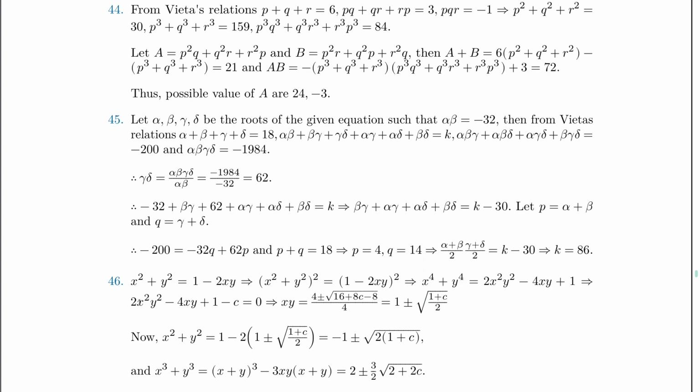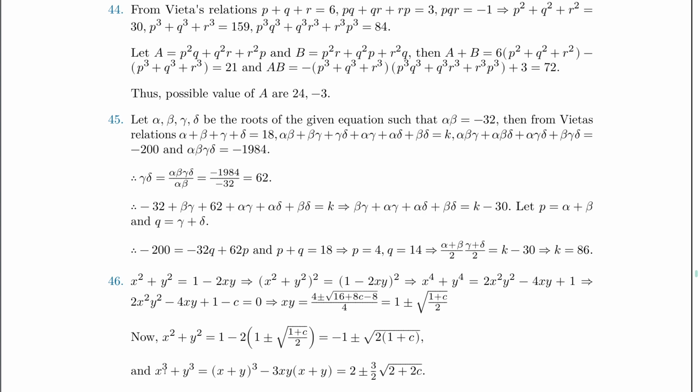Now this is a quadratic equation in xy. So xy is 4 plus minus square root of 16 plus 8c minus 8, by 4. That is equal to 1 plus minus square root of 1 plus c, by 2. So now we can substitute this value of xy in here to get x square plus y square as 1 minus 2 into 1 plus minus square root of 1 plus c by 2, which is equal to minus 1 plus minus square root of 2 into 1 plus c.